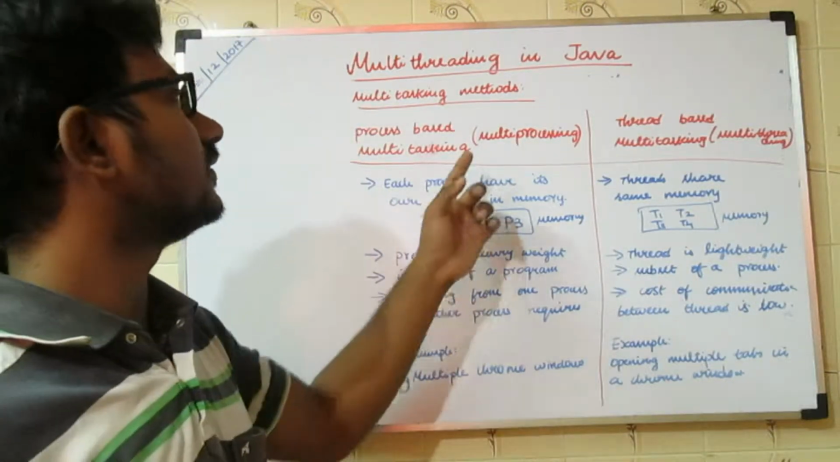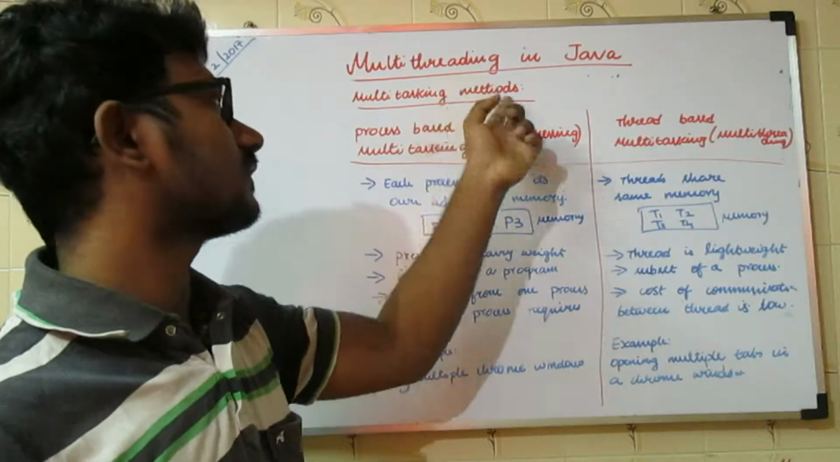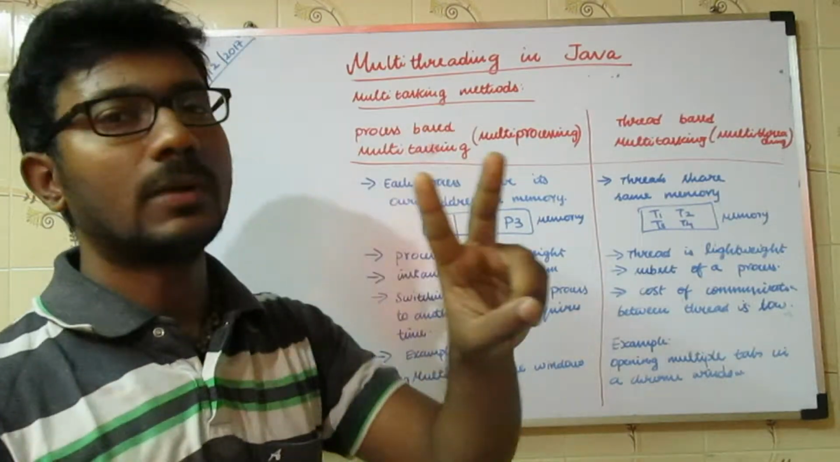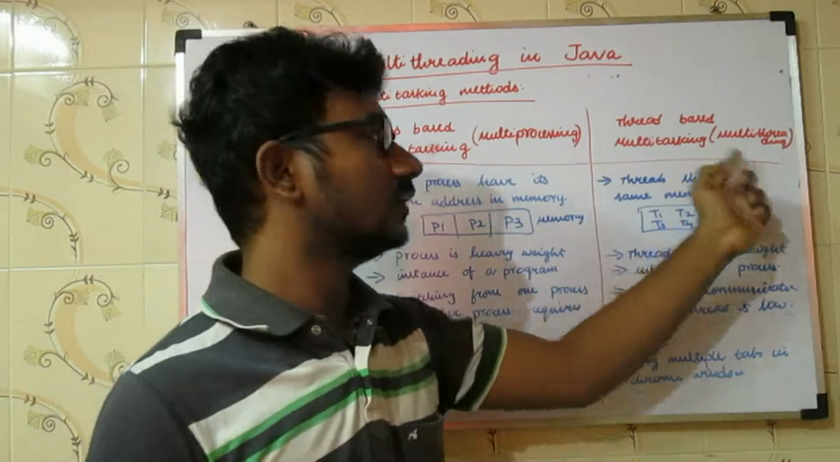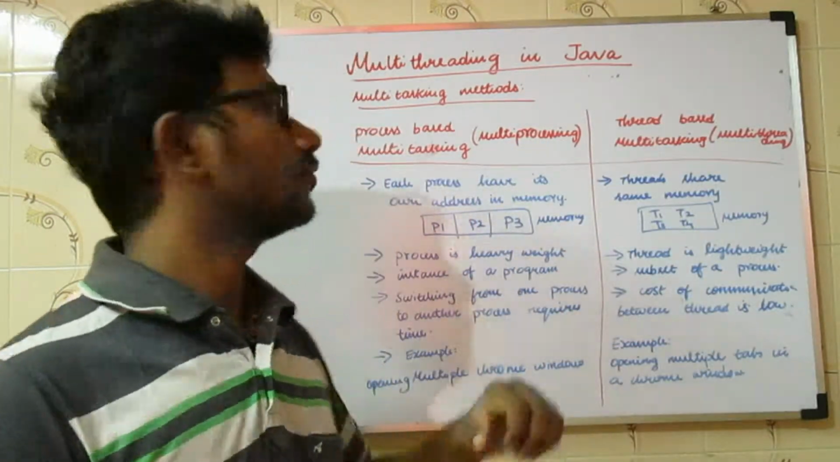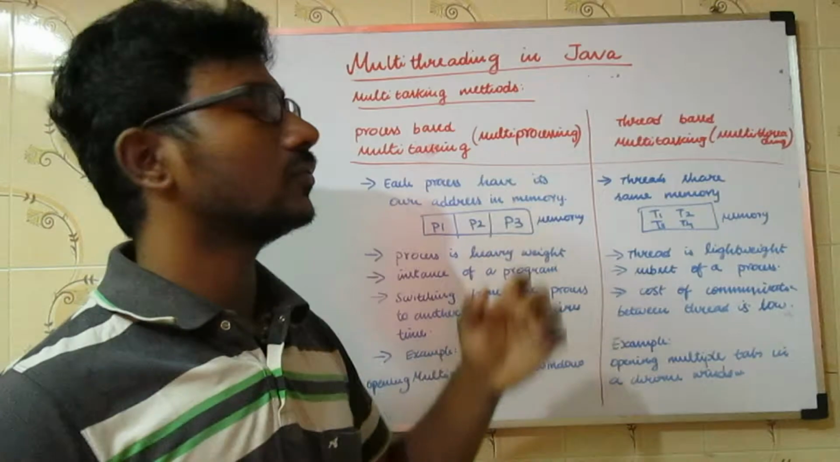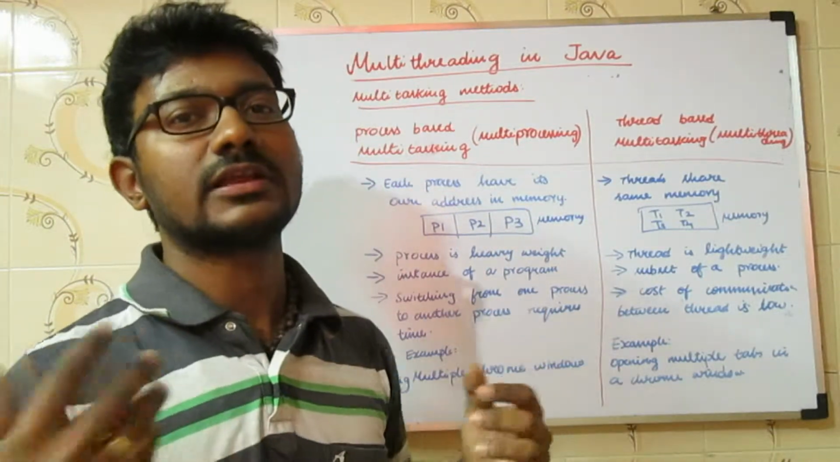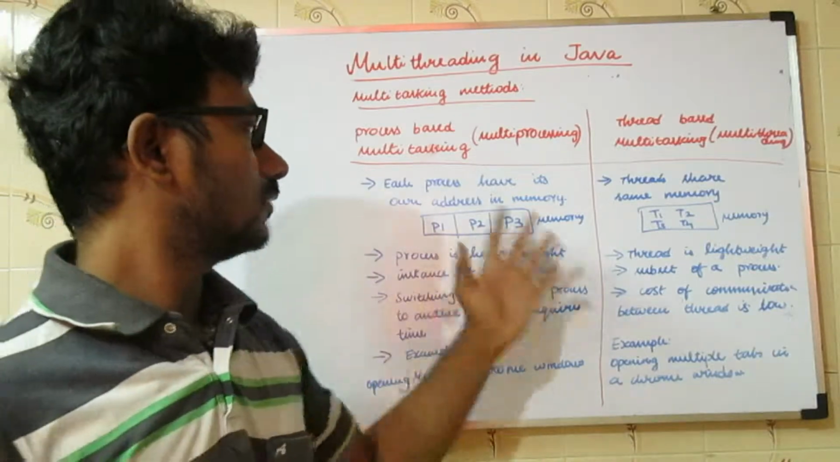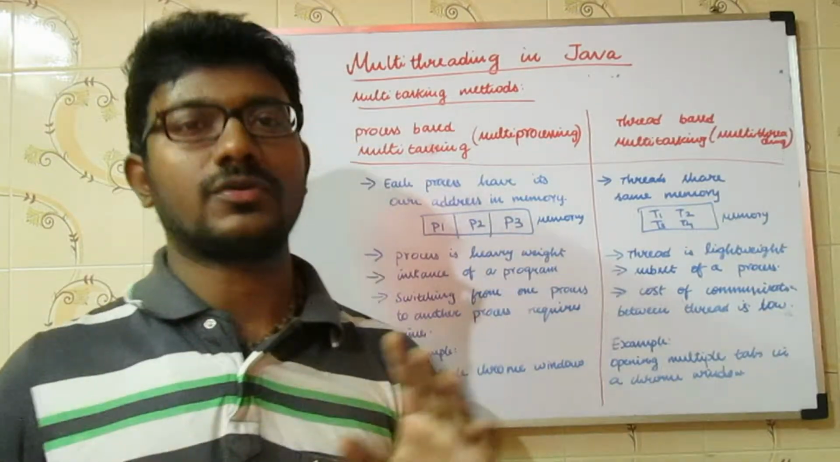Now we are going to see the differences between the multitasking methods. So there are two multitasking methods. The first one is multiprocessing and the second one is multithreading. So we'll try to relate these things using some real-time examples so that you can easily get the real content of that. So first, what is a process and what is a thread?